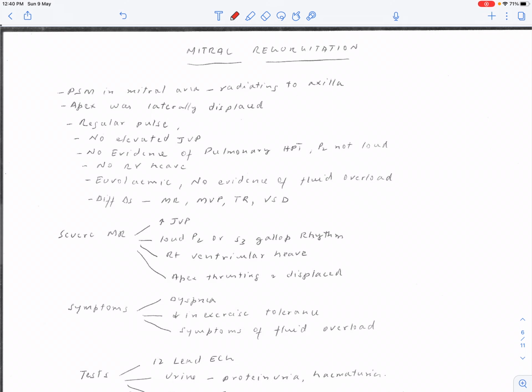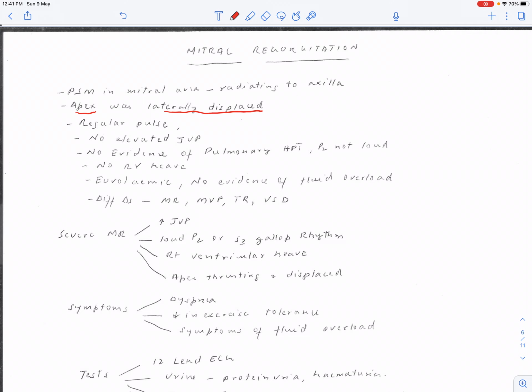First of all, for the presentation, you can give your diagnosis first. Like, this patient, I believe, has mitral regurgitation, as I was able to appreciate a pansystolic murmur in the mitral area, which is radiating to the axilla. The apex was laterally displaced. Remember that in case of regurgitation, whether it is aortic regurgitation or mitral regurgitation, we expect the apex to be laterally displaced. But always examine the patient, don't make up any findings.